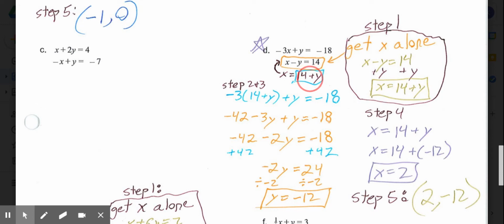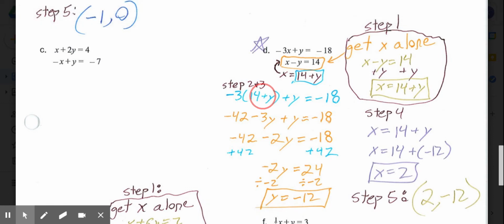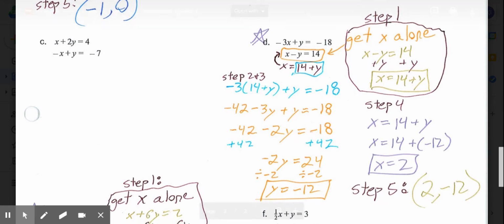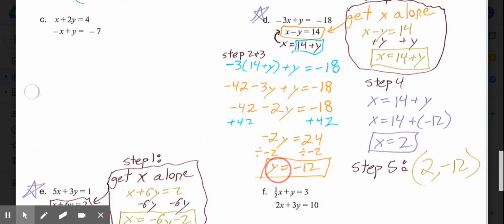So I'm going to think of this bottom equation now as x equals 14 plus y. Take the 14 plus y and replace x in that first equation. So we'd have negative 3 times (14 plus y) plus y equals negative 18. Distribute the negative 3, so we have negative 42 minus 3y plus y equals negative 18. Combine like terms on the left, so negative 42 minus 2y equals negative 18. Add the 42 to each side of the equals. Then divide by a negative 2, and we end up with y equals negative 12.